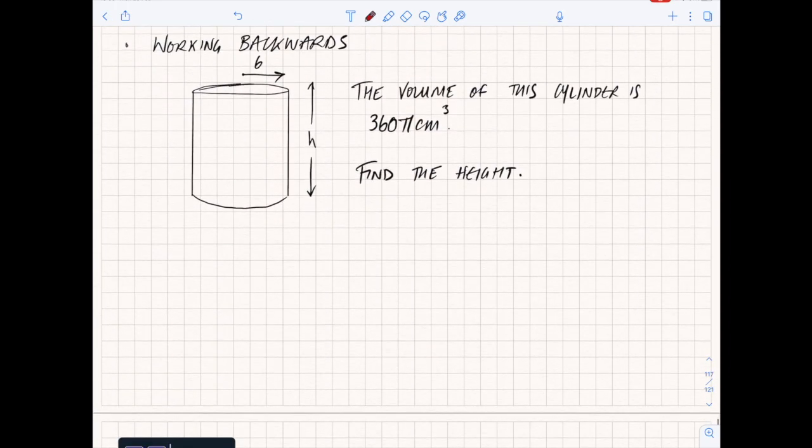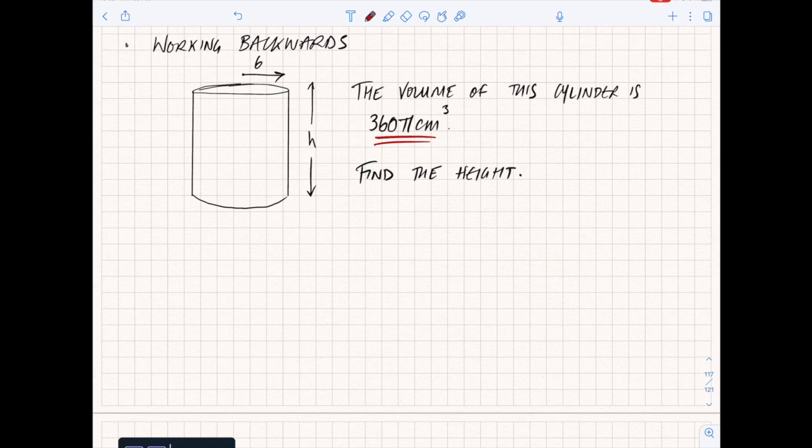Really, really important skill to have. As I say, it's definitely worth getting your head around this concept, as it relates to loads of different areas. So let's read the question. It says the volume of the cylinder is 360 pi. So it's been left in terms of pi, so it could come up in paper 1. So it's 360 pi centimeters cubed.